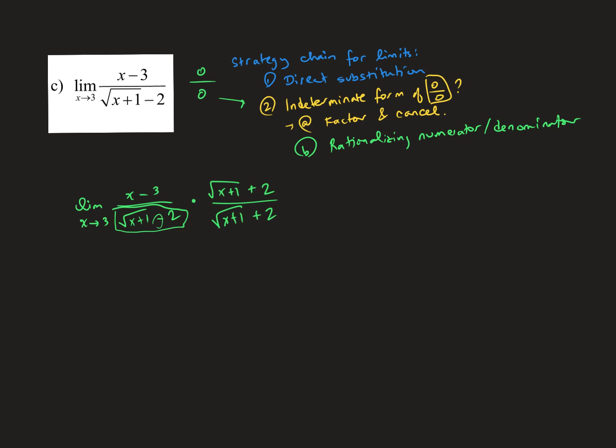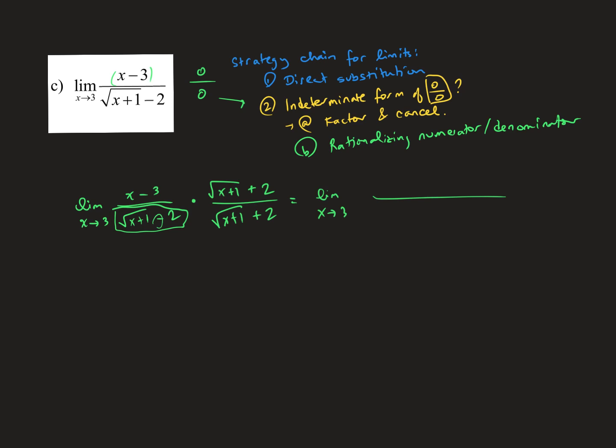Now, I want to point something out here. When I plugged in 3 at the top, I got 0, right? Because I had a factor of x minus 3. When I plug in 3 in the bottom, I'm getting 0 as well, which means at some point in this manipulation, I'm going to get an x minus 3 on the bottom. So we're sort of looking for that when we go through this process. So I'm going to go ahead and multiply out the denominator.